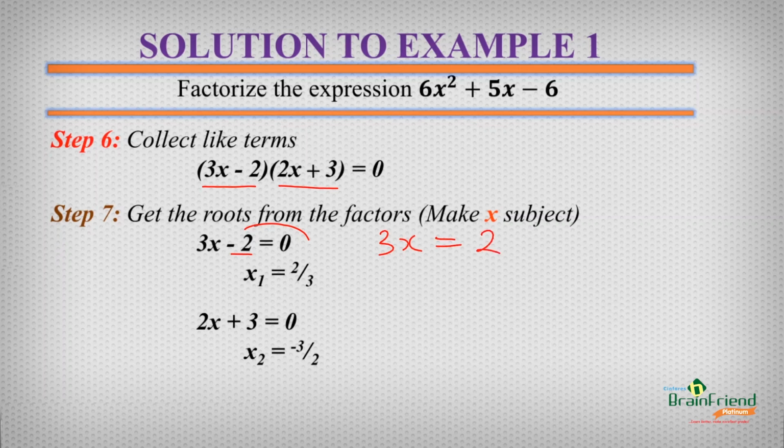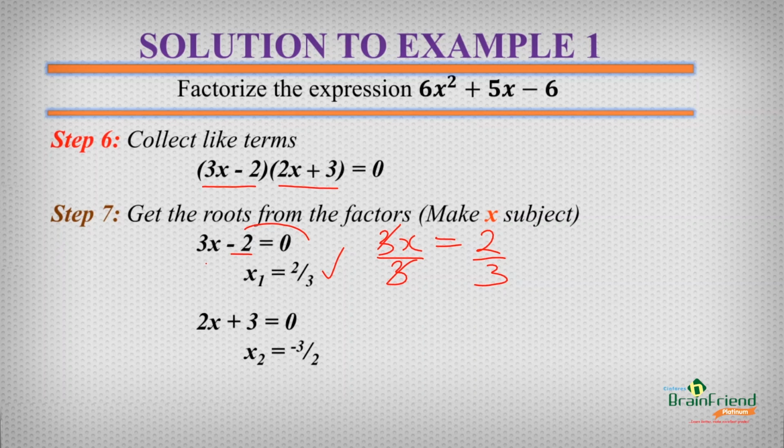Then we divide both sides by 3. When we do that, the 3 here will cancel this 3, and we'll have x is now equal to 2 divided by 3, as you have here. Now, we will continue to have 2x plus 3 is equal to 0.